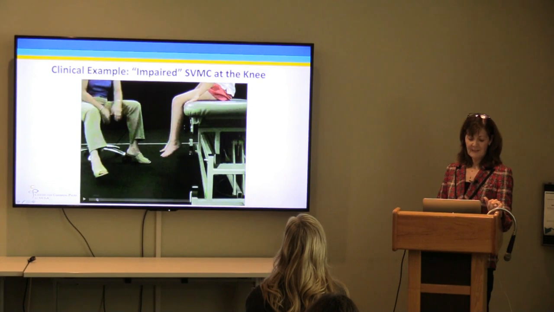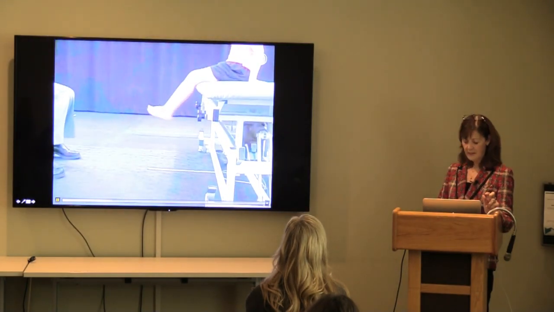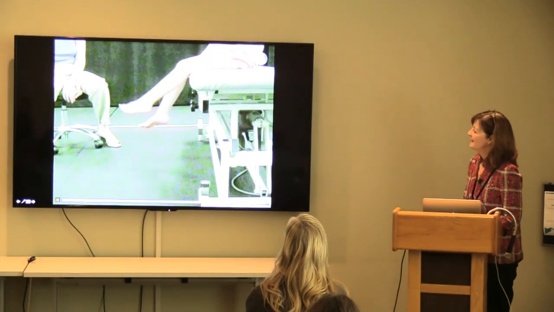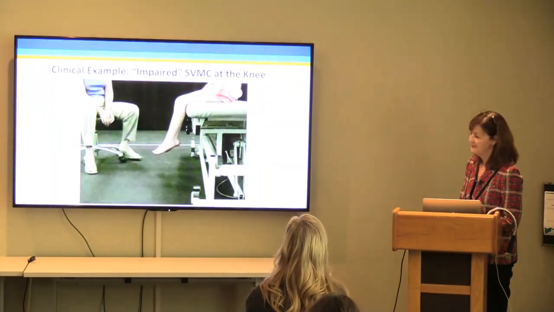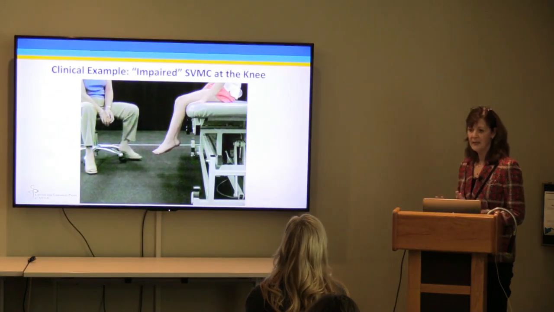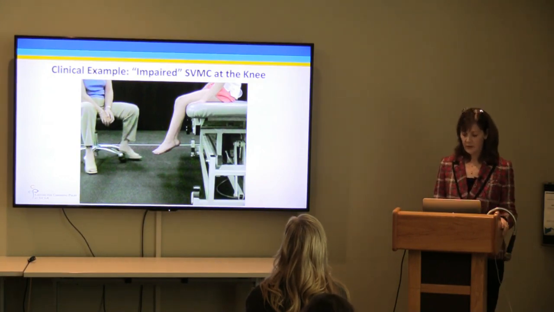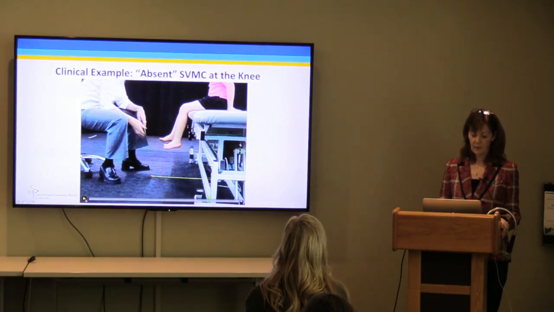So next we're looking at somebody with impaired selective motor control at the knee, and we're asking again just to move the left leg, and let's see what happens. Okay, and so we can see movement, and especially you see the mirror movement on the other side. When that happens, we explain again what we want and have them try again. So that's obligatory movement.